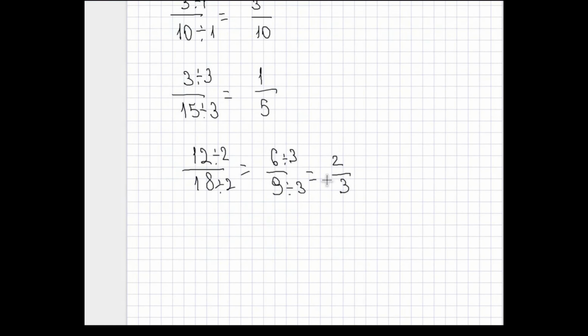So this is the simplest form. 2 over 3 is the simplest form of this fraction. So 12 over 18, 6 over 9, 2 over 3, all these fractions are equal to each other. They are called equivalent fractions. Okay, and here we have simplest form where we cannot divide numerator and denominator by the same number except 1. Okay, this is about how to simplify fraction.